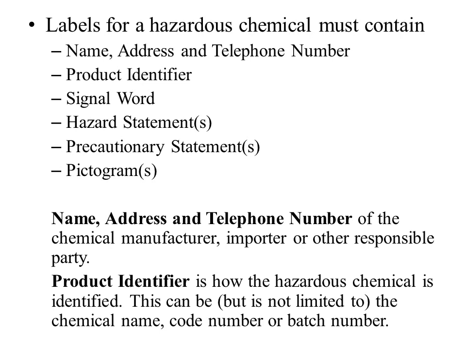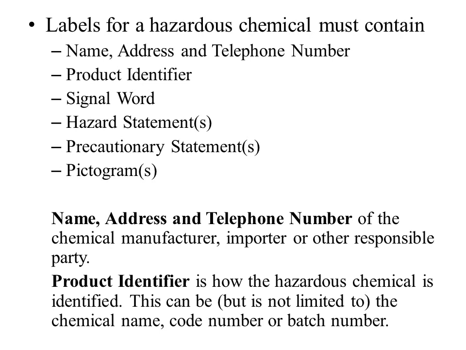So this summarizes what the label of a chemical container should contain. As already discussed, it should have the name, address, and telephone number of the manufacturer or the sender. There should be a product identifier, a signal word, hazard statement or statements, precautionary statements, and pictograms. So let us briefly go through each one of these.